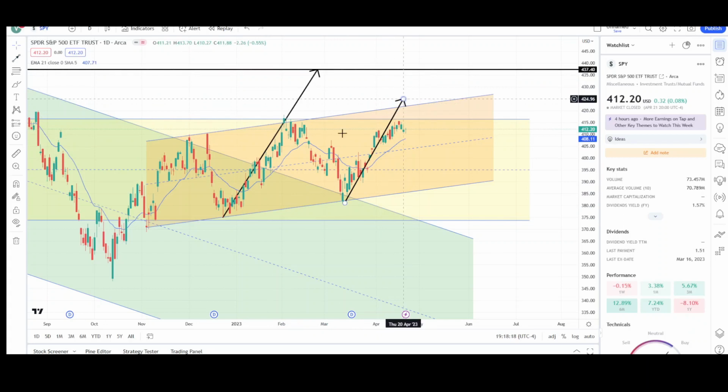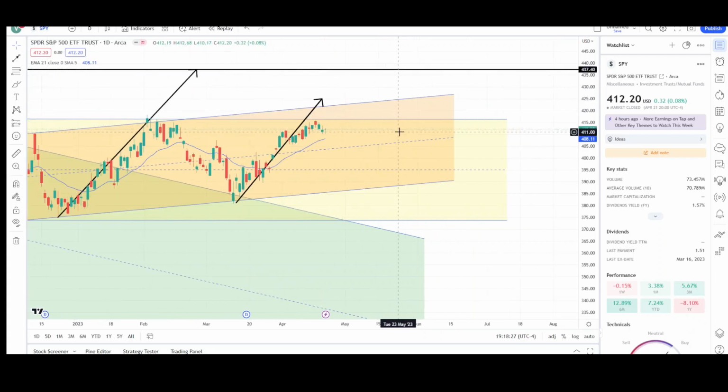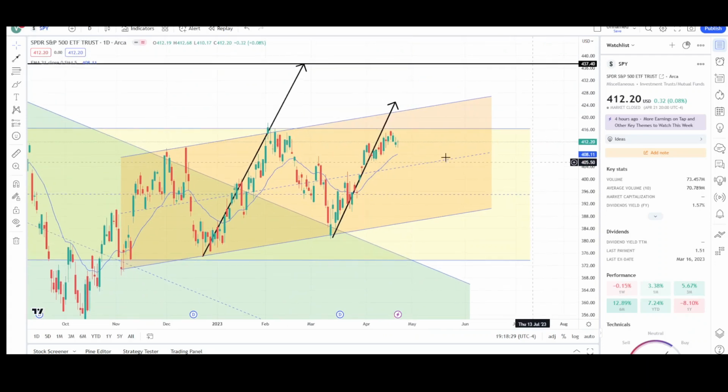There is this measure move right here that could stall out at the 425 level. But the bigger one that the price wants to reach is at the 437 level. So we'll have to wait and see if prices want to do that. Either way, it still looks kind of bullish.